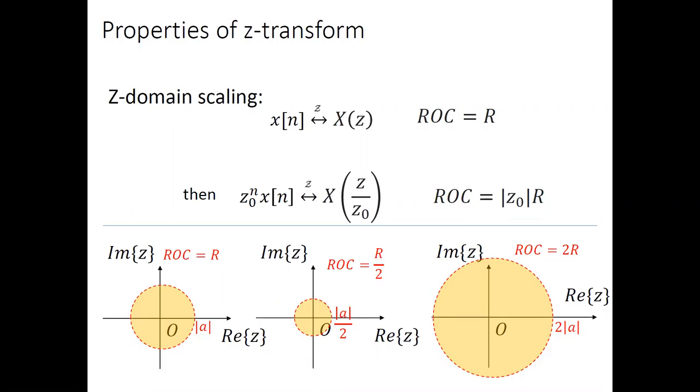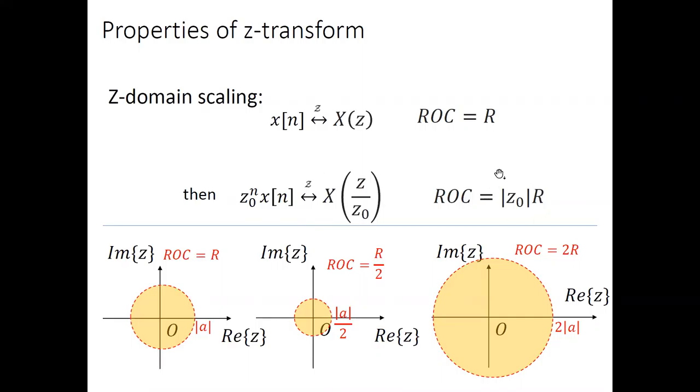Here we discuss the simple case where Z is scaled by a complex number Z zero. So x of n has Z transform capital X of Z, ROC is R. Then if you look at this signal, there is a complex number Z zero to the power n multiplied by x of n. This is also a signal over time n. Then it also has a Z transform. The Z transform for this signal is capital X, but we replace Z with Z divided by Z zero. And the ROC also changes. ROC changes to R multiplied by the magnitude of Z zero.